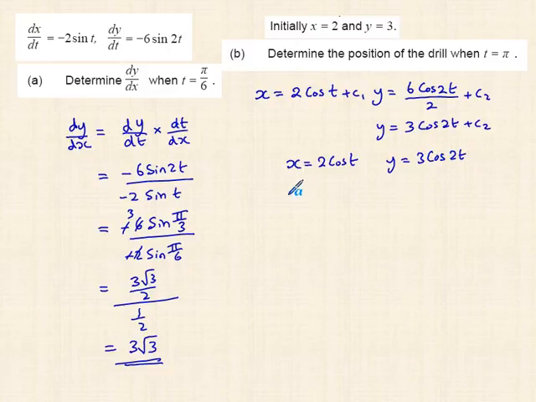So at pi, x would be equal to 2 cos pi, and y would be 3 cos 2 pi. Cos of pi is negative 1, so that's negative 2. Cos of 2 pi is 1, so that one's 3.